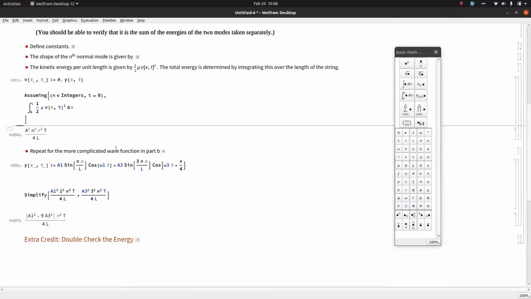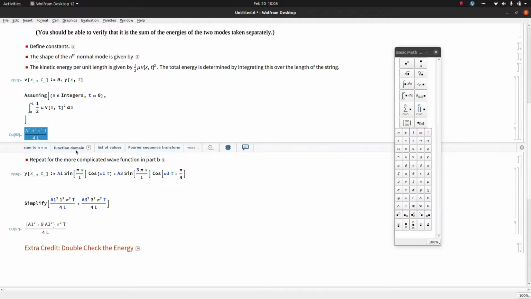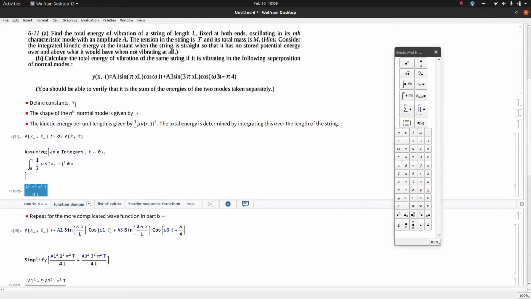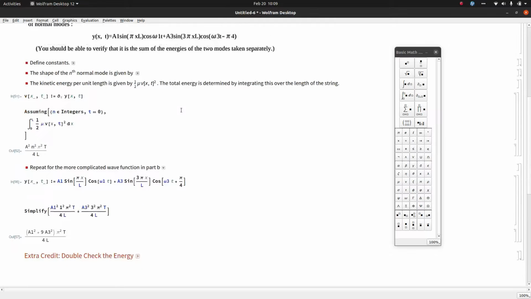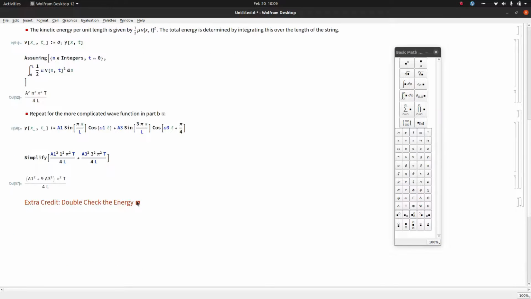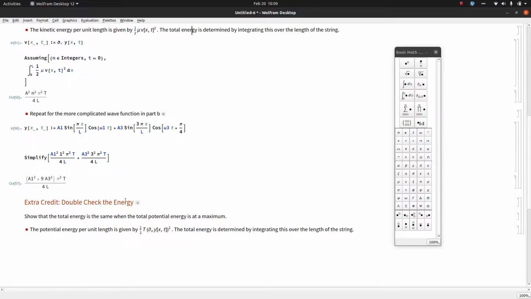Now, it's always helpful to just check things and make sure things are working the way you expect them to. So we're going to do a double check on the energy, just to make sure we computed it correctly in part A. Because we only did it for the kinetic energy. We computed the kinetic energy per unit length. We integrated it over the length of the string to get the total energy. Well, we could do the same thing for the potential energy just as a check.